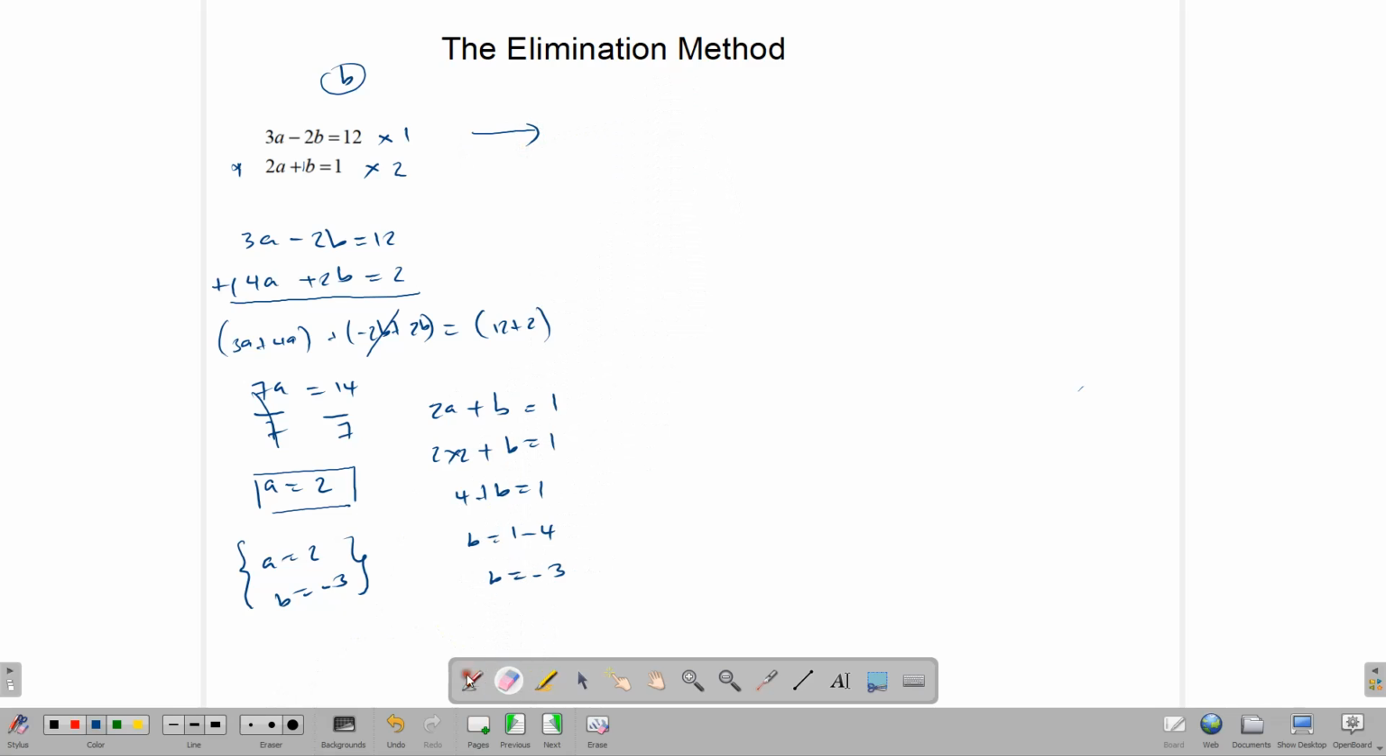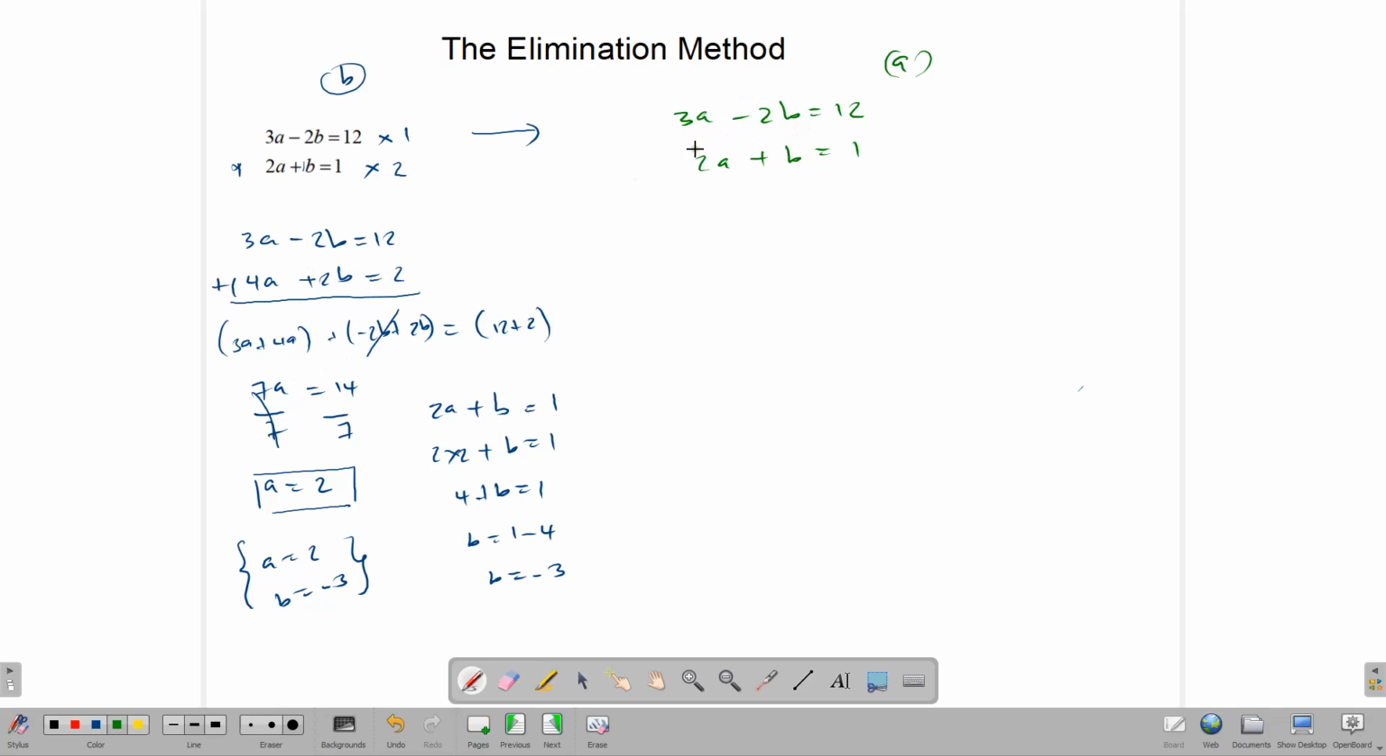Perhaps use a different color ink this time. So 3a minus 2b is equal to 12, and 2a plus b equals 1. Here we eliminated the b, now I'm going to eliminate the a. Getting rid of the b gives you the value of a, so now getting rid of the a should give you the value of b.